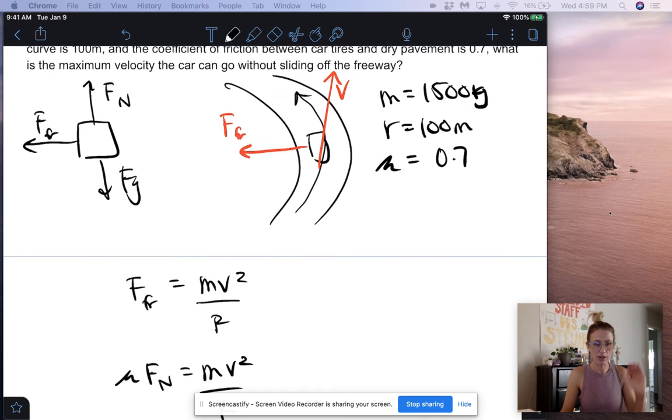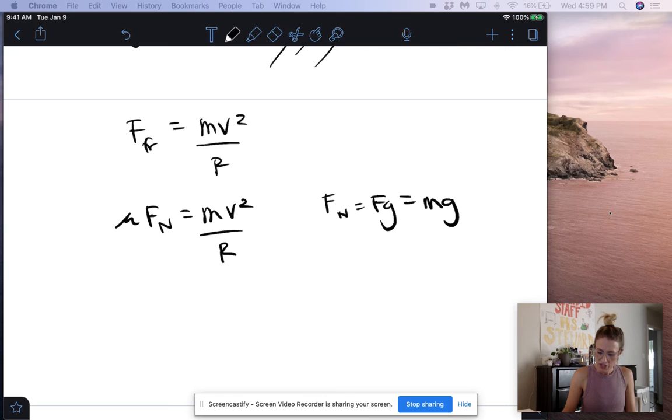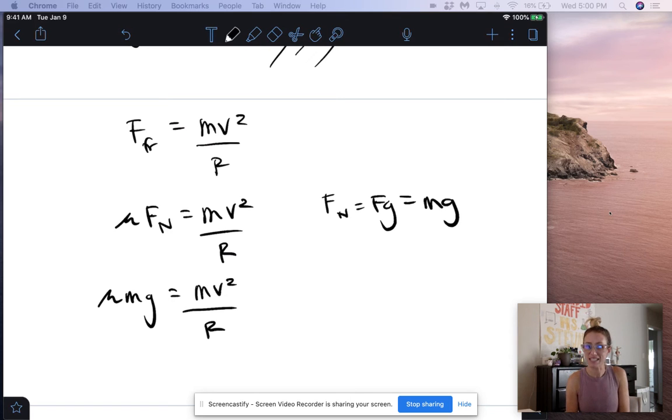Now we know, since we're on level ground, normal force equals force of gravity, which is mass times acceleration of gravity. So I can plug that in for normal force here. I get mu times mg equals mv squared over r. And look at this, this is interesting. Our mass actually cancels out.